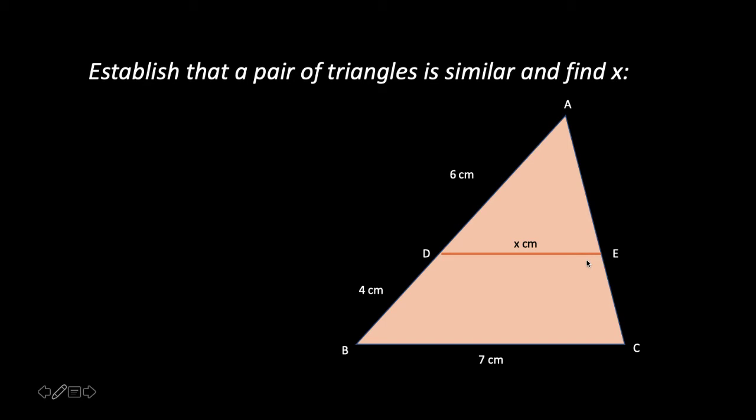Now let's do some questions on this part. Establish that a pair of triangles are similar and find x. Okay, first we have to say that these two triangles are similar.